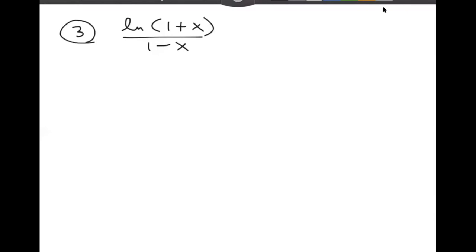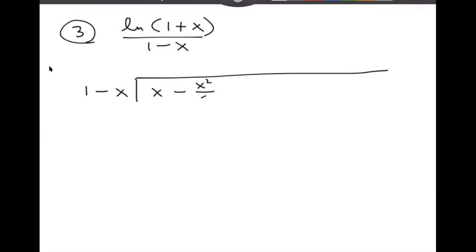All right, so that brings us to this problem where they asked us to find the first 4 non-zero terms of the Maclaurin series for this function. So this will give you a little taste of polynomial long division with infinite series. So I'm going to take 1 minus x. Notice I'm putting the 1 in front, which might seem a little unusual. And then for my dividend, I'm going to put the first 4 terms of the Maclaurin series for natural log 1 plus x, which are x minus x squared over 2 plus x cubed over 3 minus x to the 4th over 4.